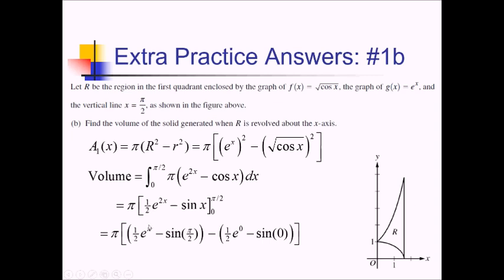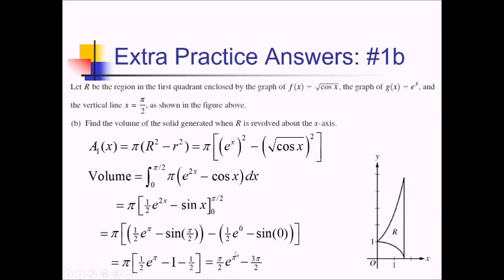So let's see here. Can't do much with 1/2 e to the pi, but sine of pi over 2, that's really 1. And this is going to be minus 1/2, because e to the 0 is just 1. And sine of 0 is 0, so that doesn't make any difference. So we have pi times 1/2 e to the pi minus 1 minus 1/2. And if I really want to keep on going, I could write this as pi over 2 e to the pi minus 3/2 pi, or 3 pi over 2.